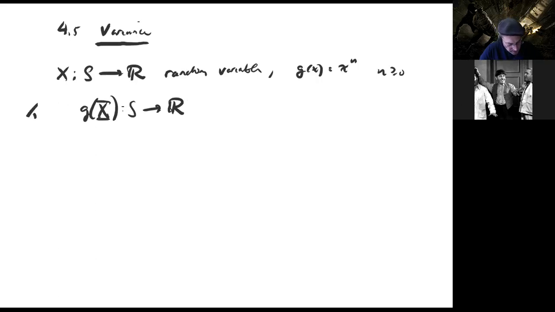And we give it a name. We denote this by X to the power of n. This is an uppercase X. When we talk about random variables, they're always uppercase letters. Okay, so now this random variable has an expectation.